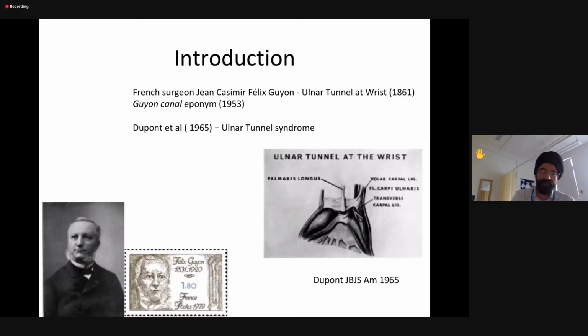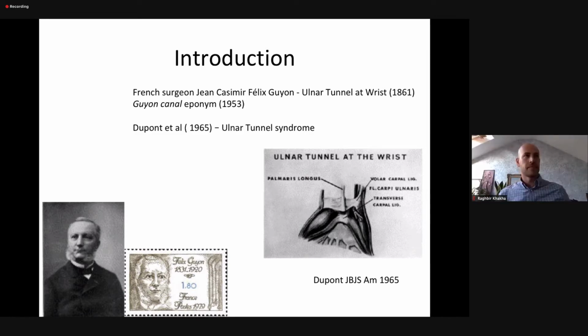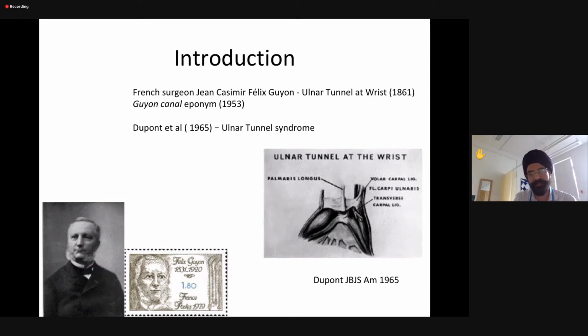Talking about ulnar nerve compression at the wrist, it was Jean Casimir Felix Guyon who first described it, and he takes the credit. He's a French surgeon and described it in 1861. Not much happened for nearly 90 years. We had a few more anatomic publications on this ulnar tunnel, and the eponym Guyon's canal made its entry in the English literature in 1953. Dupont gave us the clinical concept of ulnar tunnel syndrome in his publication in 1965.